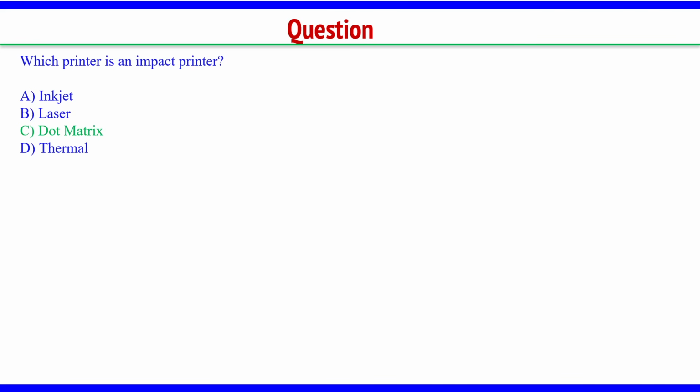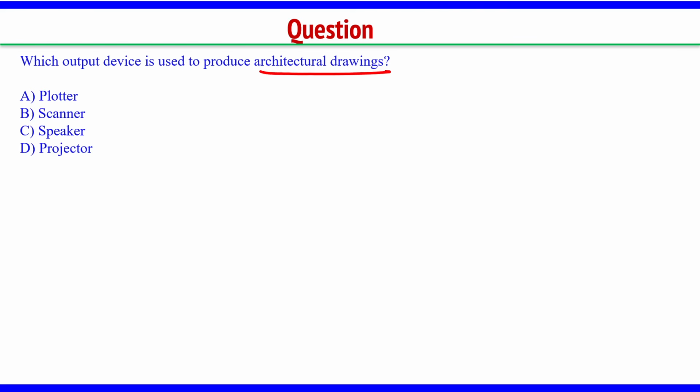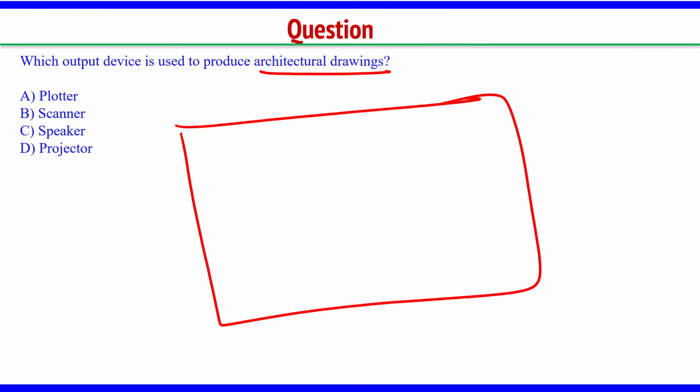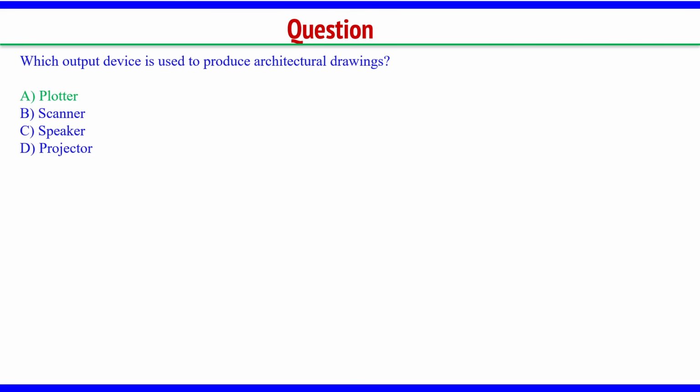Okay, so the answer is dot matrix. It is called an impact printer. Which output device is used to produce architectural drawings? So some house plan or building plan I want to print, which one do we use? The answer for this is plotter. Plotter is an output device which is used to produce architectural drawings.